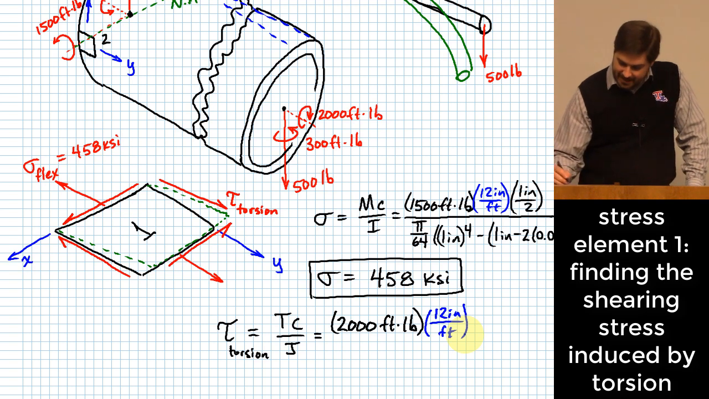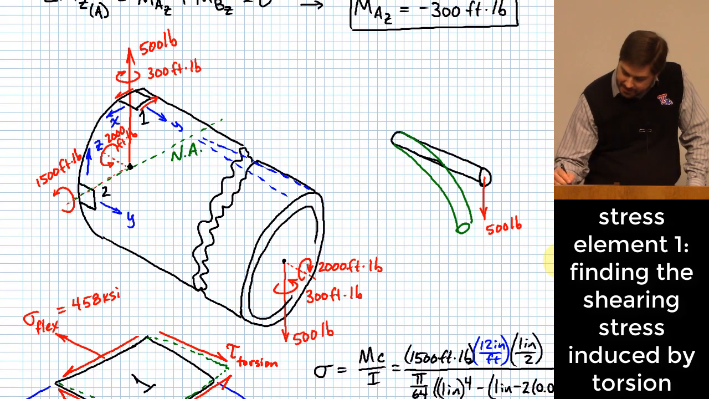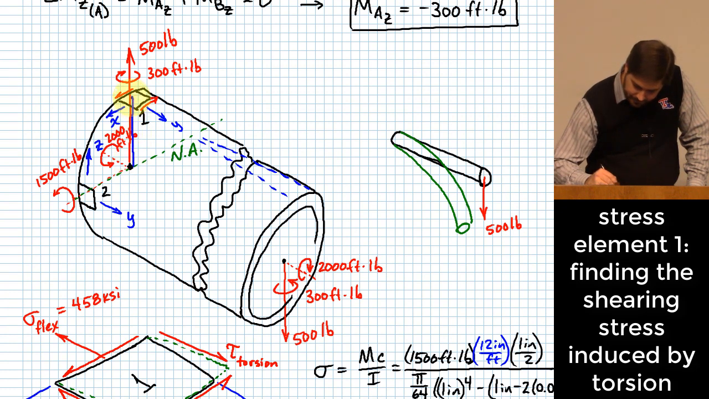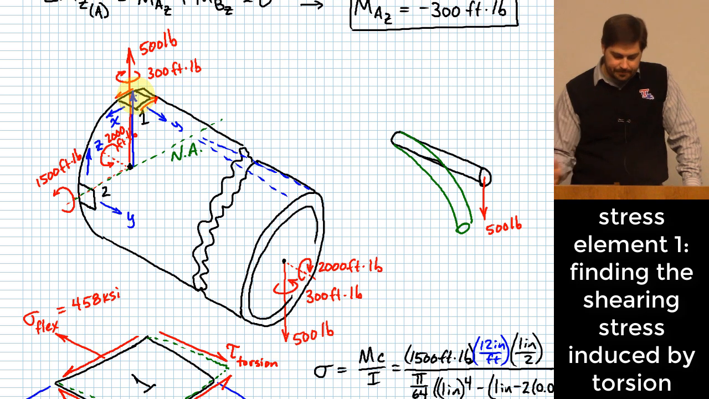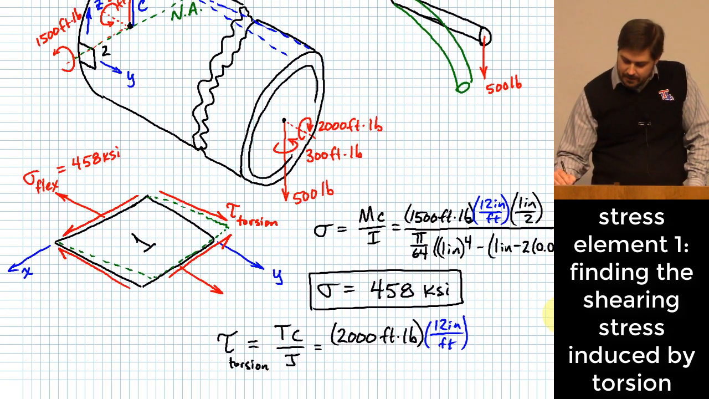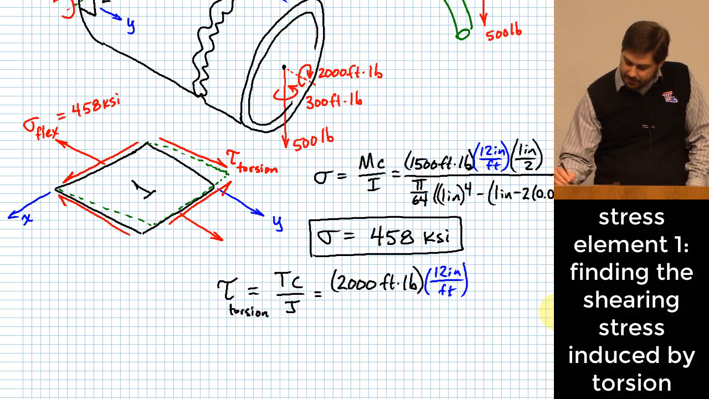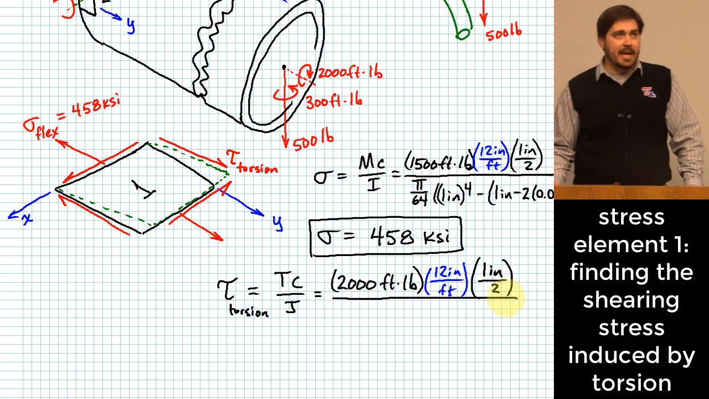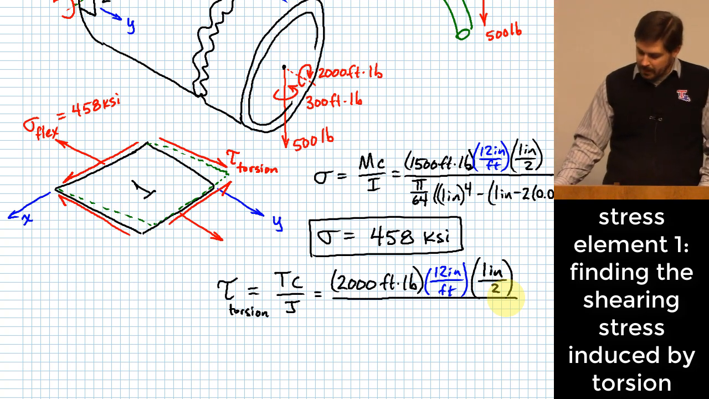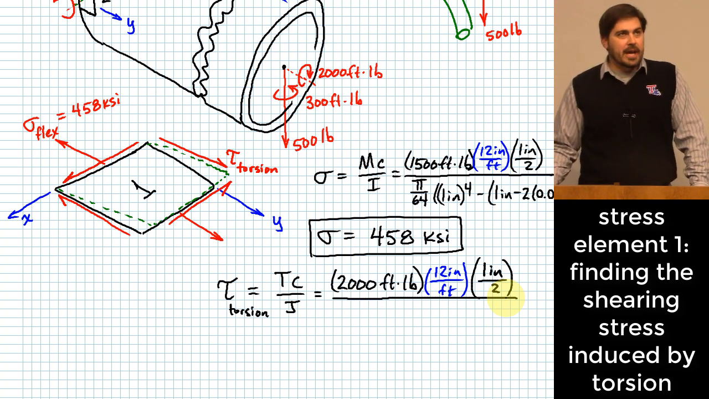Okay. Yeah, C is the radius from the center up to where this patch is located. That distance right there is that factor of C. And that radius, just like we had in the first case, is just going to be 1 inch over 2, because 1 inch was the diameter of this member. All right, how about J?